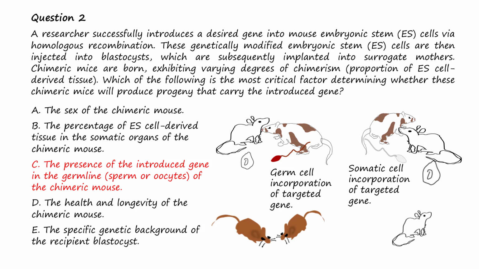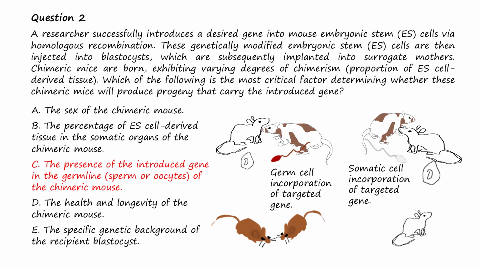The presence of the introduced gene in the germline, sperm or oocytes, of the chimeric mouse is the most critical factor. For the gene to be transmitted to the next generation, the genetically modified ES cells must contribute to the formation of the germline cells of the chimeric mouse. If the ES cells do not colonize the germline, the progeny will not inherit the modified gene, regardless of the presence of chimerism in other tissues. A is incorrect. While the sex determines how the gene is passed on, it doesn't decide whether or not it's passed on at all.